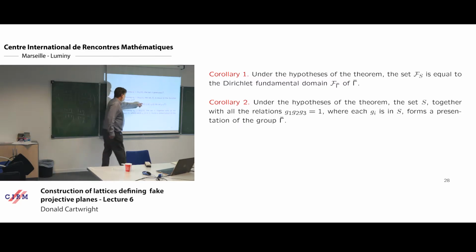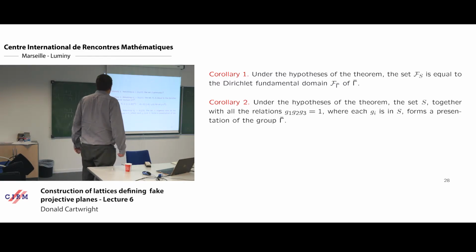The fundamental domain F sub S corresponding to S is actually the full fundamental domain of the group gamma bar, and you get a presentation of the group just by looking at the relations of the form G1, G2, G3 equals 1, where the GIs come from S. Okay. So that page overlaps.